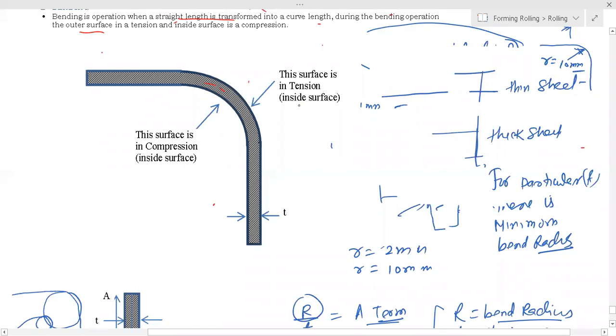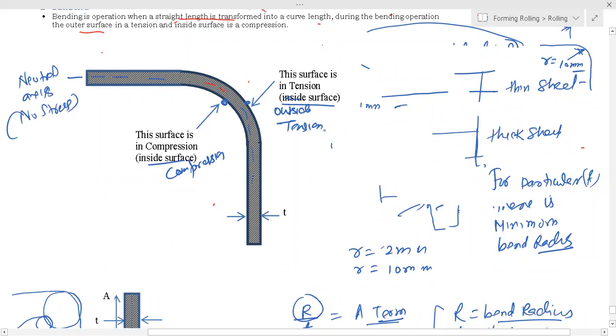So we were discussing that this is the outer side here. The outer side surface is in tension, and the inside surface is in compression. So this will fail because of compression failure, and here it will be tensile failure. And there is an axis that we call the neutral axis, with no stress.